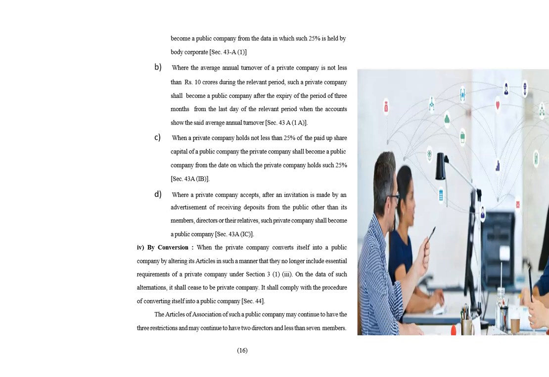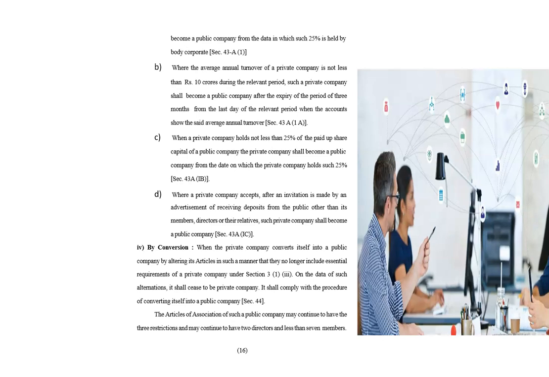When a private company becomes a public limited company, this is very essential. A private company shall become a public company in the following cases. By default, when it fails to comply with the essential requirements of private companies provided under Section 3. A private company which is a subsidiary of a public limited company shall be deemed to be a public company. Where not less than 25% of the paid up share capital of the private company is held by one or more bodies corporate, right? Such a private company shall be converted into a public limited company.